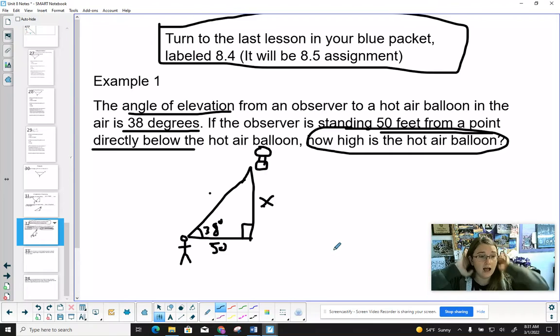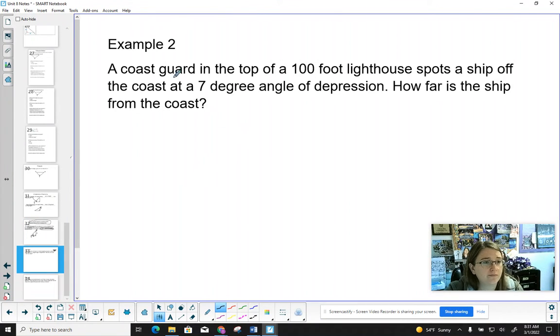Okay, so there's the picture. Again, if you want to, you can pause the video and solve it. You should be able to use your cheat sheet. Ask yourself, do I have two sides or an angle and a side? Am I trying to find a side or an angle? And you can figure out what method to use. But let's go ahead and try the next one.